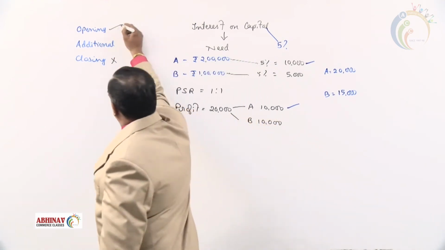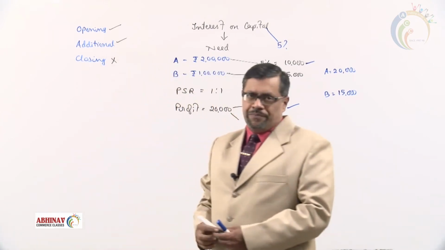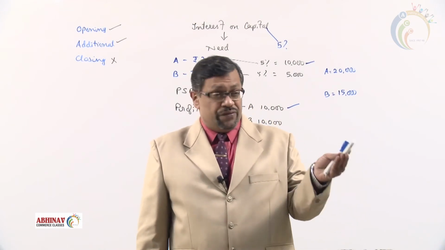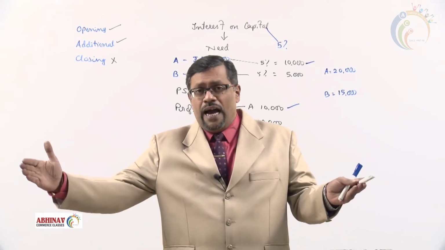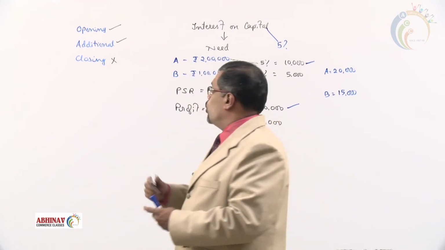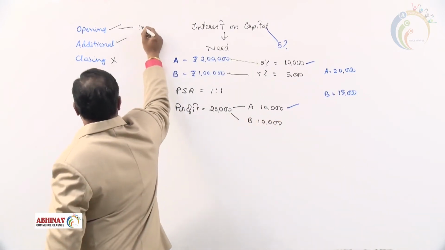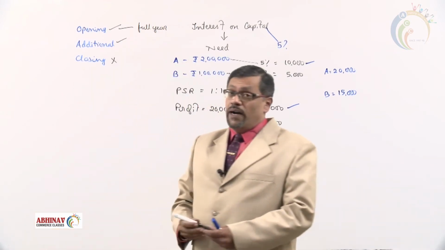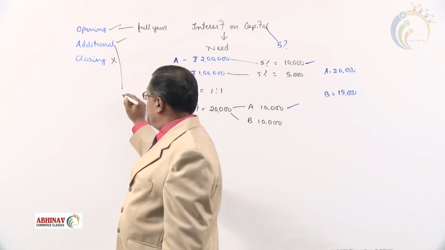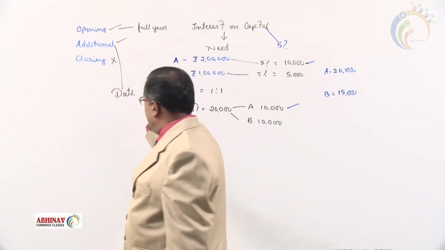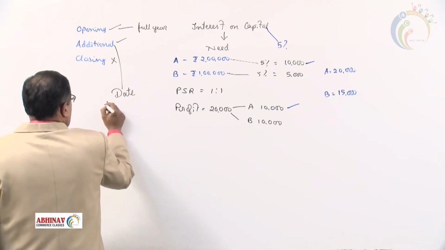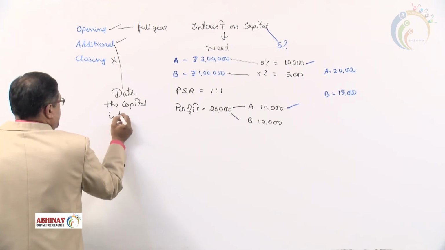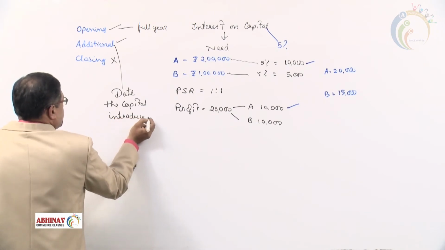So on closing capital, we never calculate interest. We calculate on opening capital and additional capital. On opening capital, meaning at the beginning of the year, on the first day of the year, the interest will always be for the full year, say 12 months. But when you calculate on additional capital, see on what date the capital is introduced.